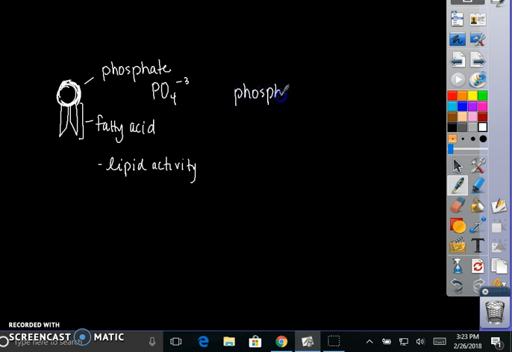So phospholipid bilayer. It means there are two layers of these phospholipids, each with a phosphate head and a lipid fatty acid chain, or tails. If you remember too, the phosphates are polar and the fatty acid chains are nonpolar. Remember, the nonpolar ones don't like water, and the polar ones do like to have water. This is what holds the shape and the integrity of our cell.